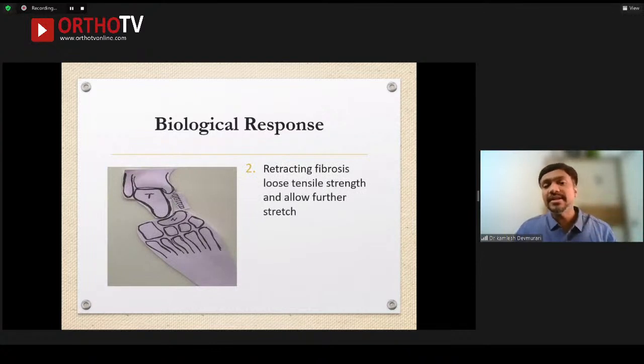It will hold the position and maintain the tarsal alignment. Subsequently, they did a second cast, where he acts as a fulcrum over the talar head. So what happened over the posteromedial structure? The retracting fibrosis loses its tensile strength and allows further stretch. So you can manipulate more and it will be very easy to correct.